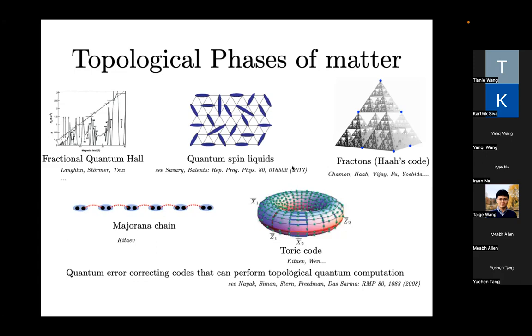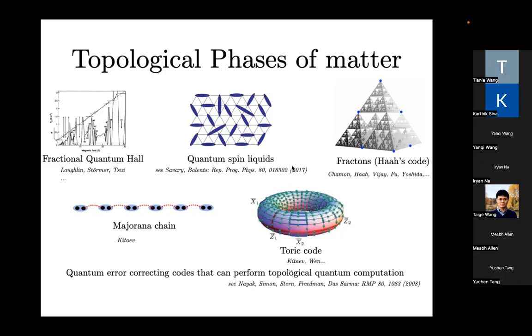Of course, other than the exploration on the front of condensed matter, they're also important for quantum error correcting codes. So people in quantum information are also interested in these phases because you can potentially use them to perform topological quantum computation.